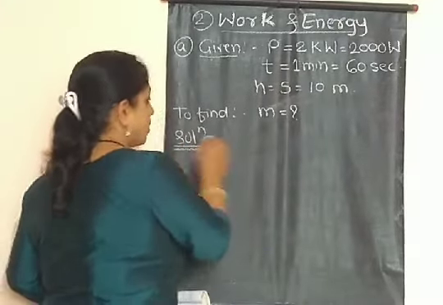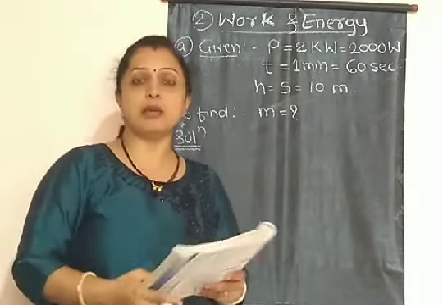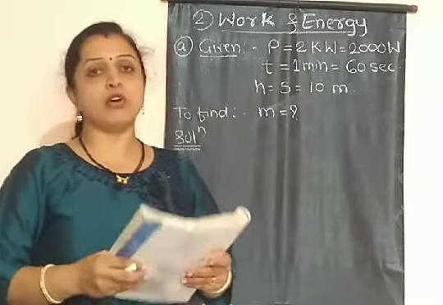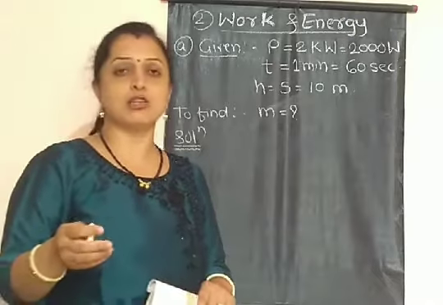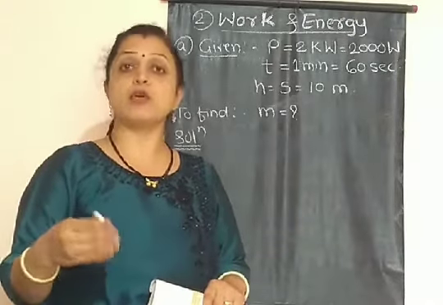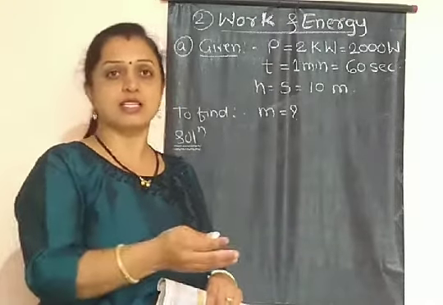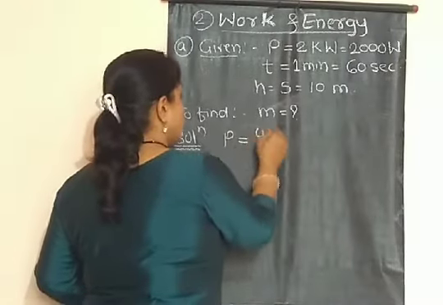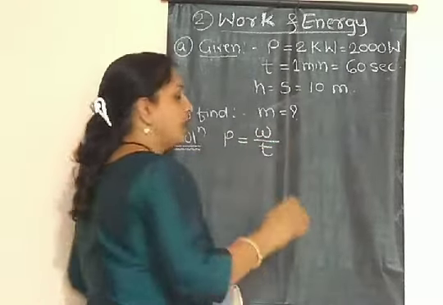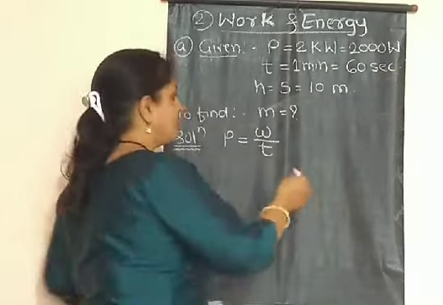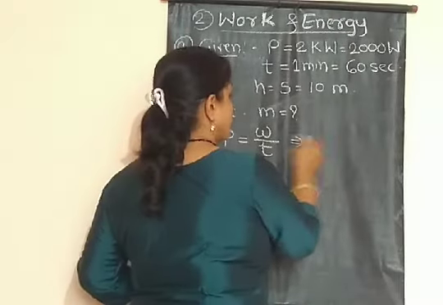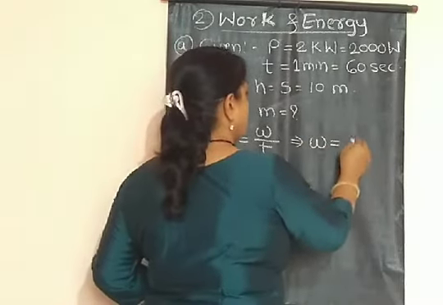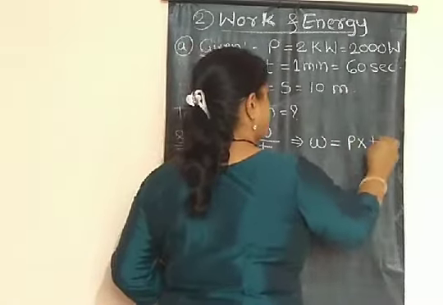First, which formula do we have to use here? Now remember, we know the formula for power. What is it? Power is equal to work upon time, the rate of doing work, that we have already studied in the previous lecture. So power is work upon time. And if we use this formula, from it we can write work done is equal to power into time.